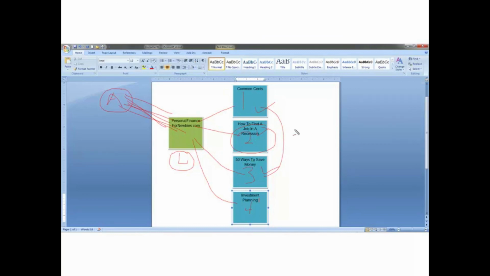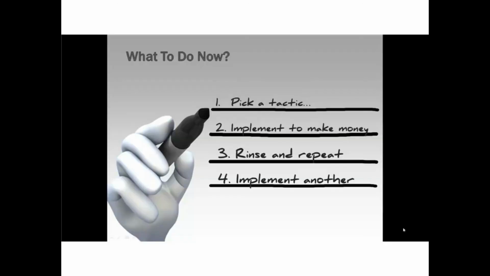So there you go. There is the third tactic. Okay, now let's talk about what you need to do now. The first thing you need to do is, of course, pick a tactic. From the 3 tactics we've just gone over, you need to pick one. And 2, implement it to start making money. 3, rinse and repeat that technique. 4, implement another one. You don't have to rinse and repeat if you don't want to. You can implement, or you can do both. But you've got to do something. So start by 1, picking that tactic, and 2, putting it into action.